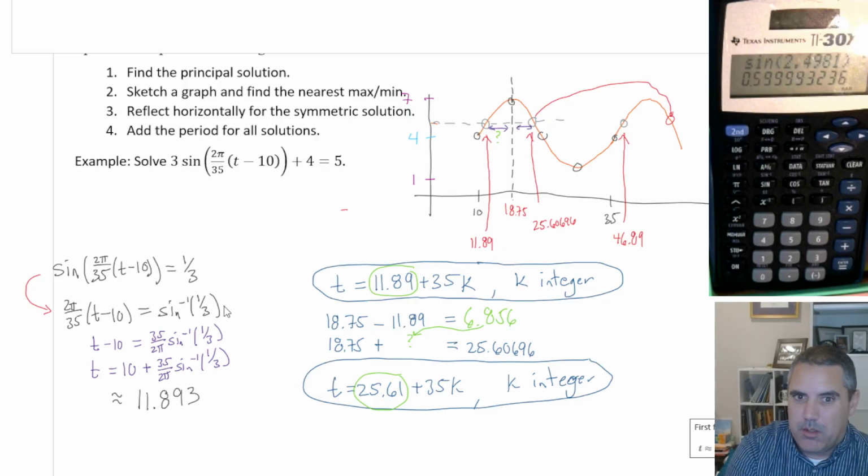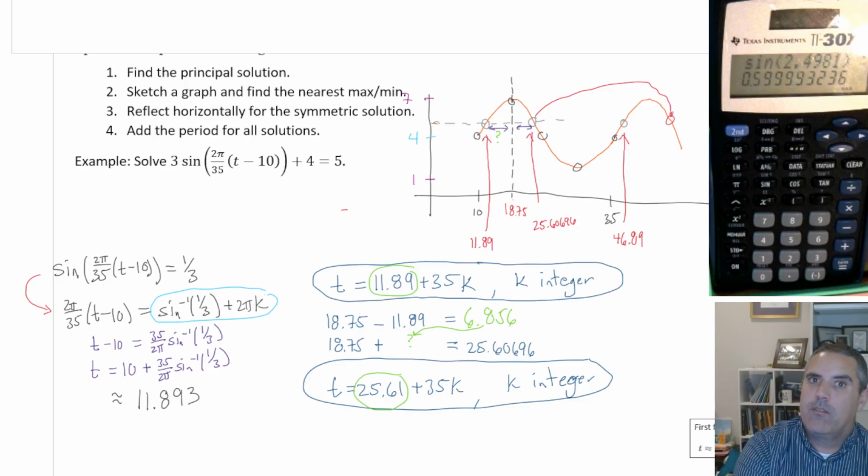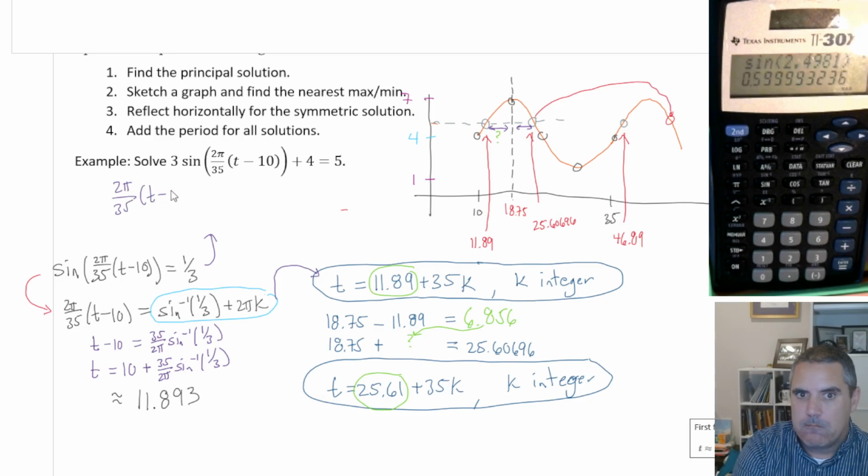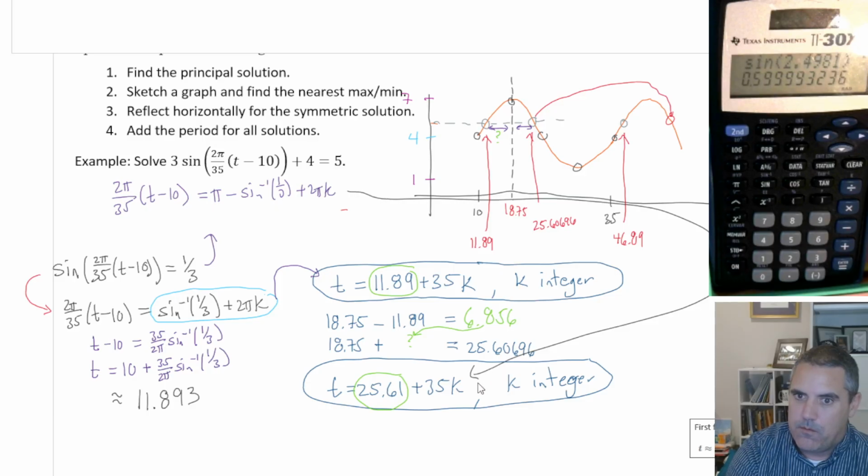You would write this plus 2 pi k. That's one family of solutions. And then you would solve keeping the 2 pi k throughout the rest of the solving. That would give you one collection of solutions. And if you did, you would eventually get here. The other collection of solutions, you would do this. You would say equals pi minus inverse sine of 1/3 plus 2 pi k. And then you would do the same thing. Then you would keep solving, and that would be this solution.